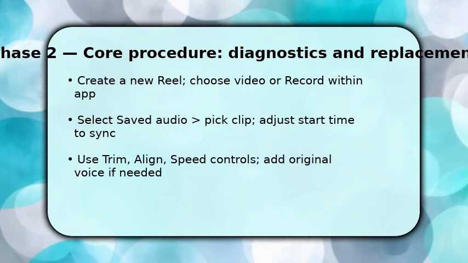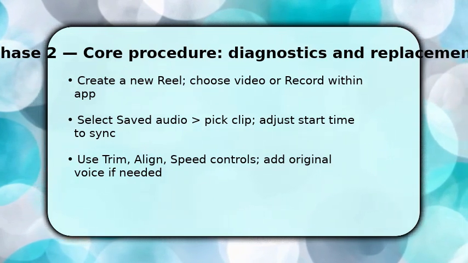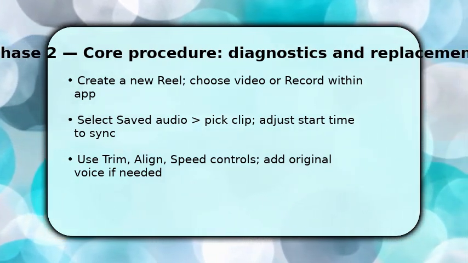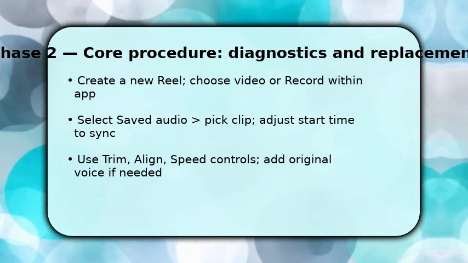Now create a new reel. Upload video or record inside the camera. Tap the audio icon, go to Saved Audio, and pick the clip you saved earlier.